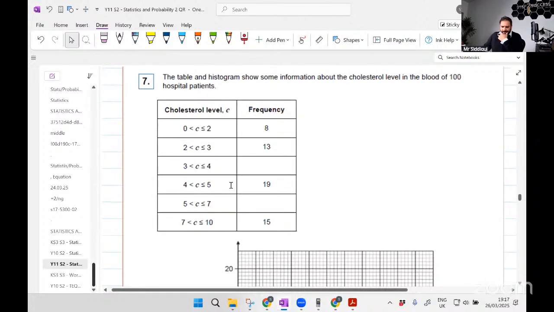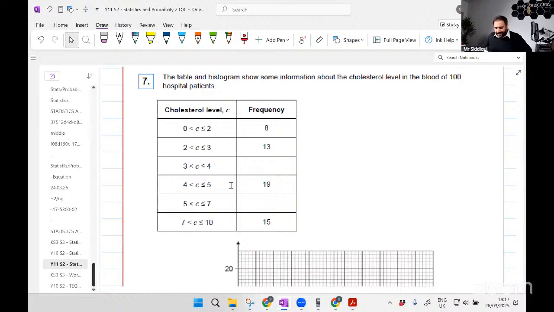Okay. Any other questions? Just let me have them. So, the table and histogram show some information about the cholesterol level in the blood of 100 hospital patients. Okay. We have some frequency: 0 to 2, 2 to 3, fine.